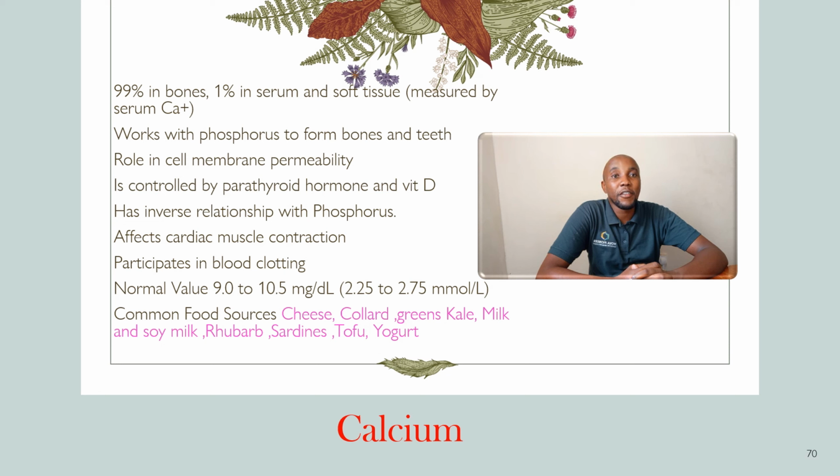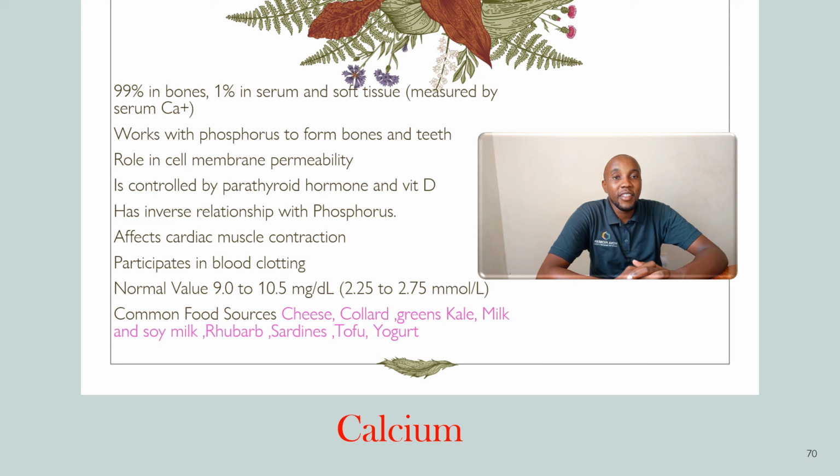Calcium works with phosphorus to form bones and teeth. It also plays a role in membrane permeability. Calcium is controlled by parathyroid hormone and vitamin D. It has an inverse relationship with phosphorus. Calcium also affects cardiac muscle contraction. It's also very important in coagulation. It participates in blood clotting.